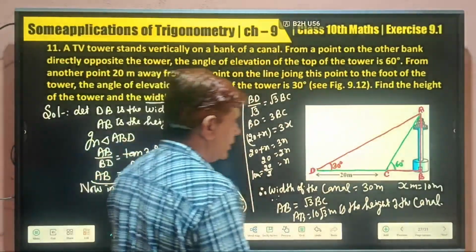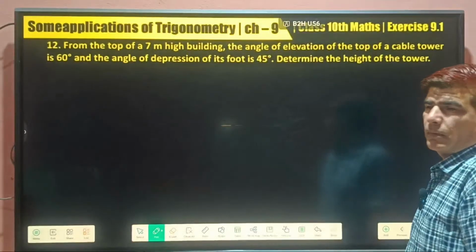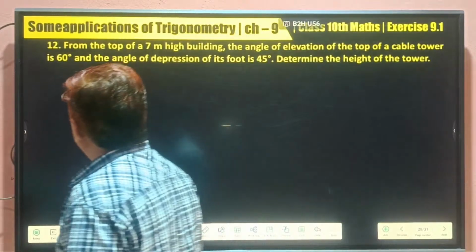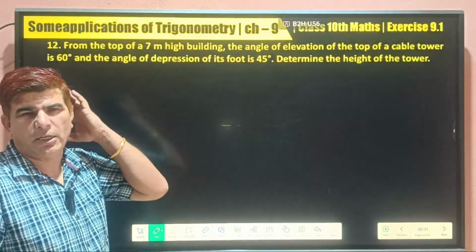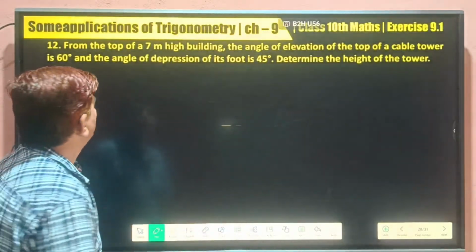Mainly using angle 30-60 degree. Understood? And already I told you I will try to use which trigonometric ratio: three trigonometry ratios, sine, cos and tangent, and mainly tangent is used.